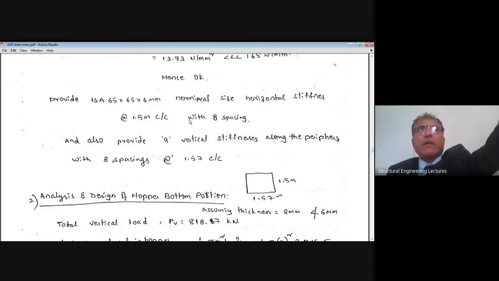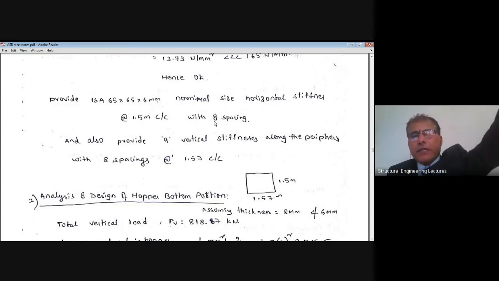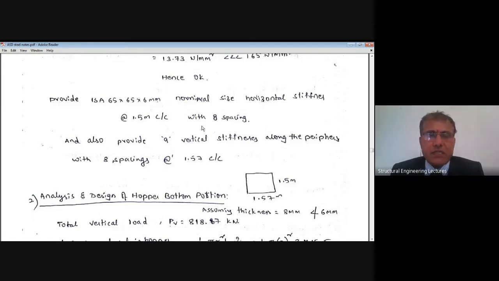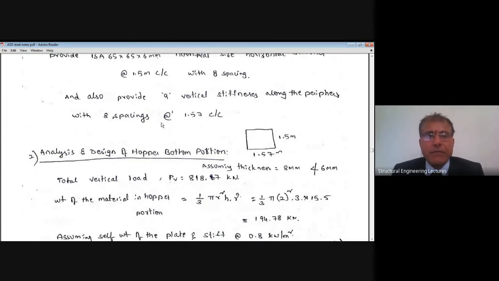I do have a total height of 12 meters, therefore 12 divided by 1.5, I'll get 8 number of spacings, right? 8 number of spacings means you provide in total 9 stiffeners, because including top and bottom it will work out 9. Between 9 I do have 8 spacings, right?